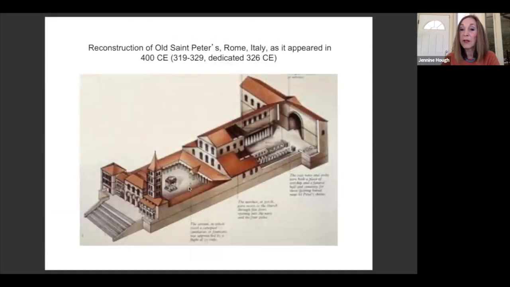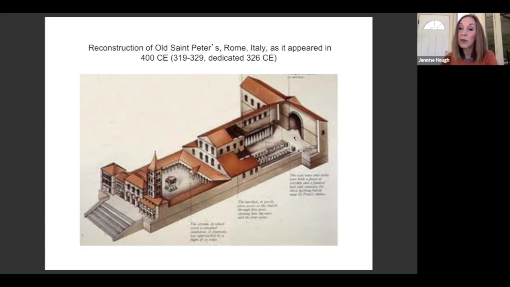This is the plan, or how it looked. Now, this is from an old drawing or sketch. By the way, this church was in existence until 1544, when the Pope decided that it wasn't large enough. It held between 3,000 and 4,000 people, depending on how many people were in the gallery. And I'm going to explain that in a minute. But he decided it needed to be rebuilt.